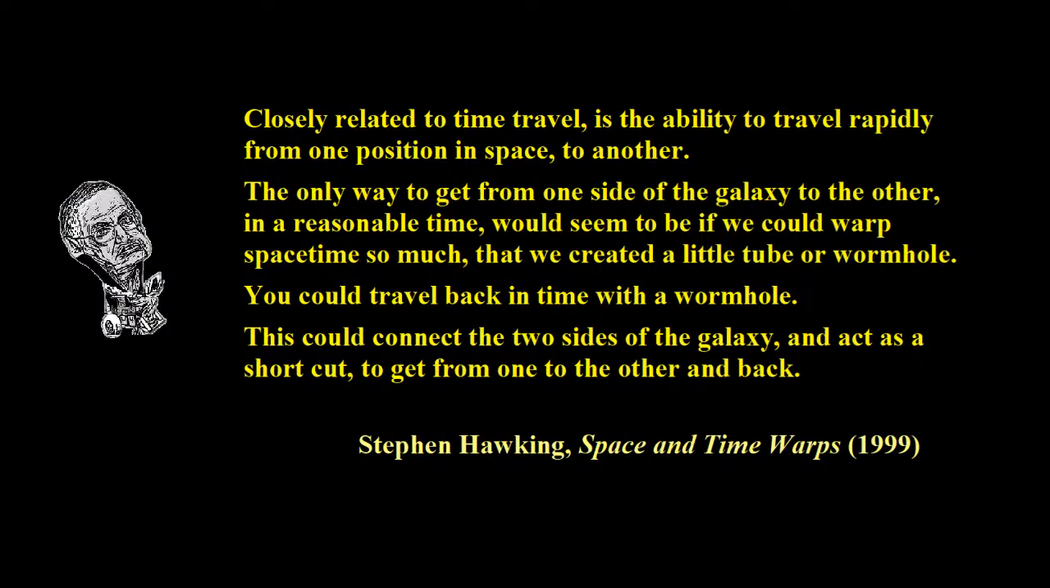So the only way to get from one side of the galaxy to the other in a reasonable time would seem to be if we could warp space-time so much. He's going to warp space-time, right? The fishnet, what are those? Number lines. That's what they are. So much that we created a little tube or wormhole. Okay, so he's going to create this wormhole. Essentially, he's warping space-time. He's warping the number lines. That's a mathematical concept that he's warping there. But they get away with the stuff and say that it's physics.